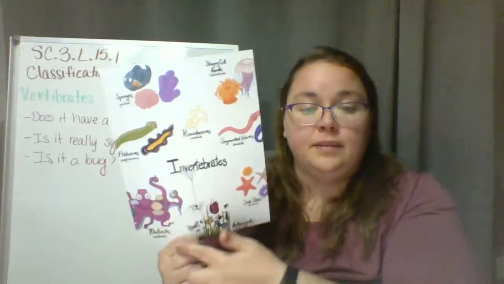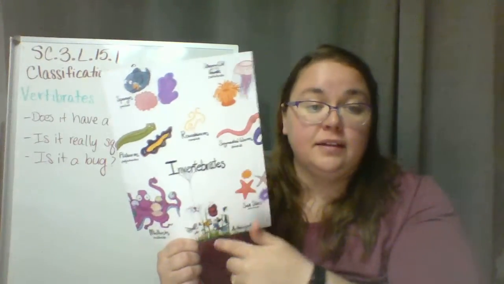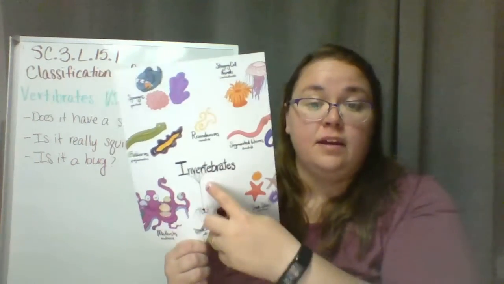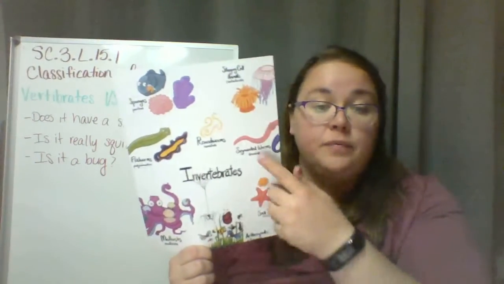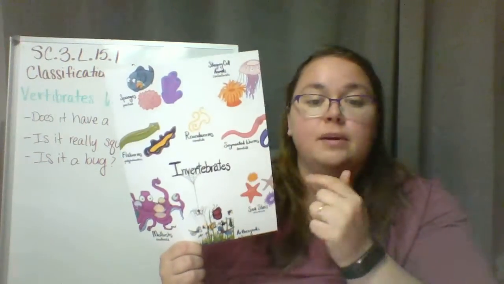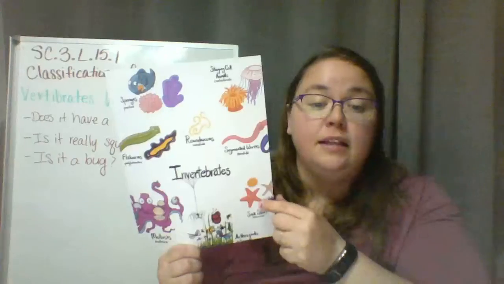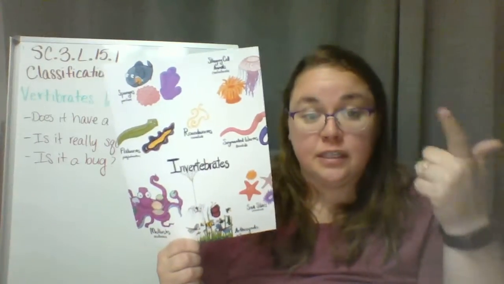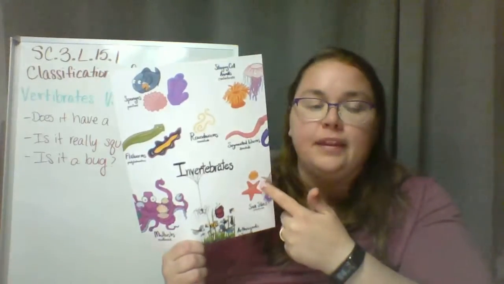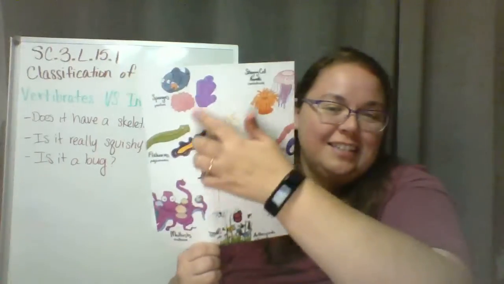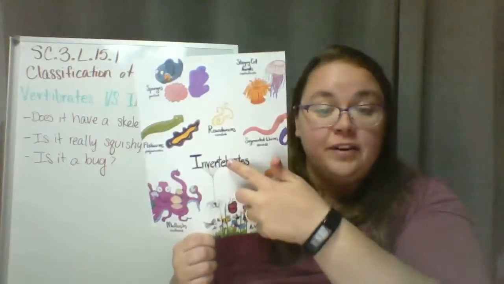Okay, so insects, bugs, creepy crawlies, spiders, all of that kind of stuff, invertebrates. Worms, invertebrates. Your hard underwater things like sand dollars, what are they called again? Starfish, sea urchins, sea sponges, invertebrates.